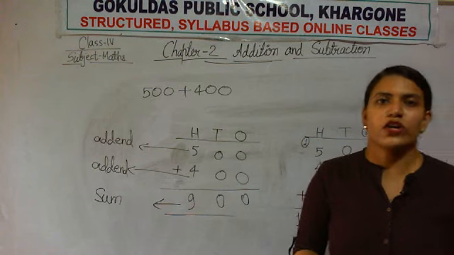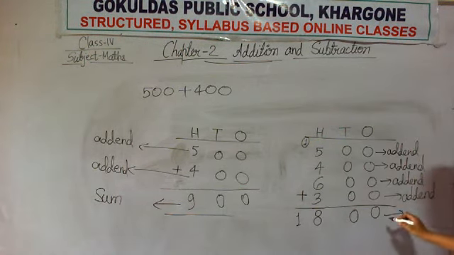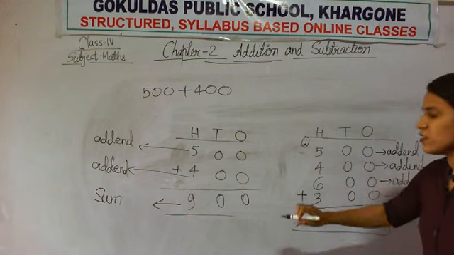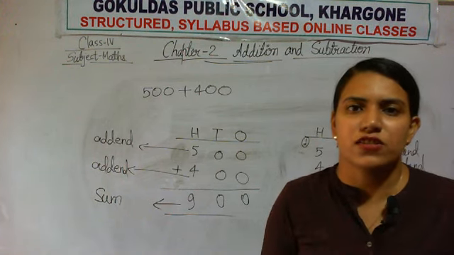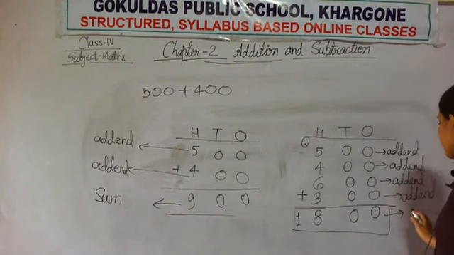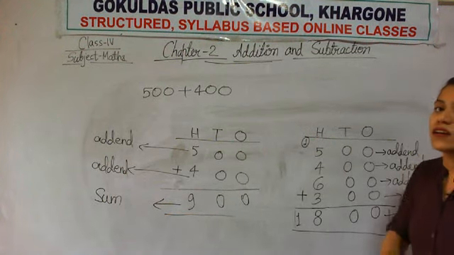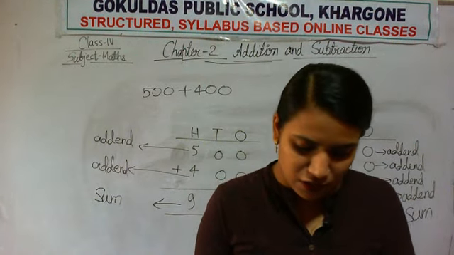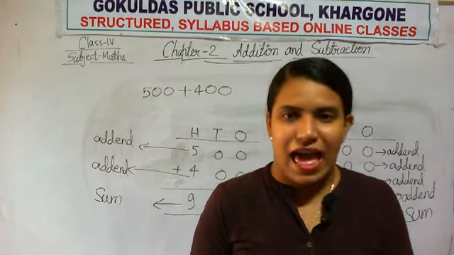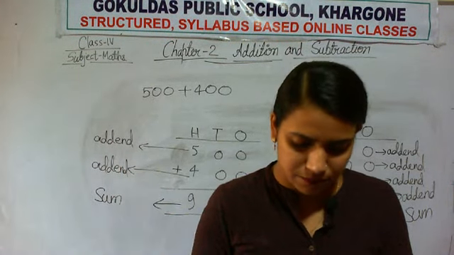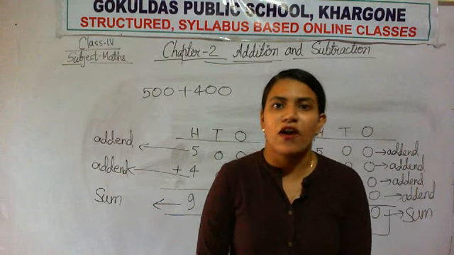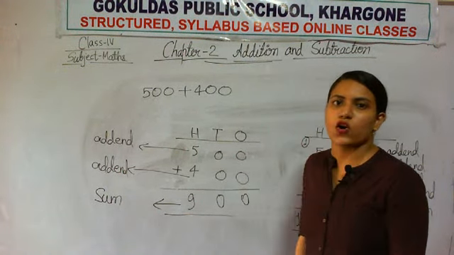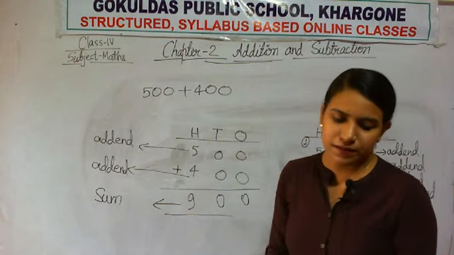Now I told you the result of addition. It is 1800, that is your result. So the result of addition is called sum. Be remember, the result of addition is called sum. And the numbers that are added in an addition problem are called addends. Okay.